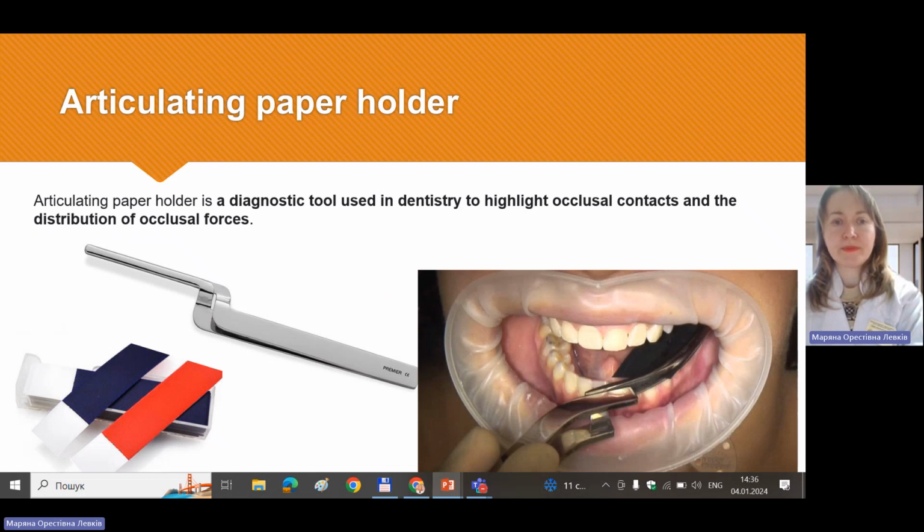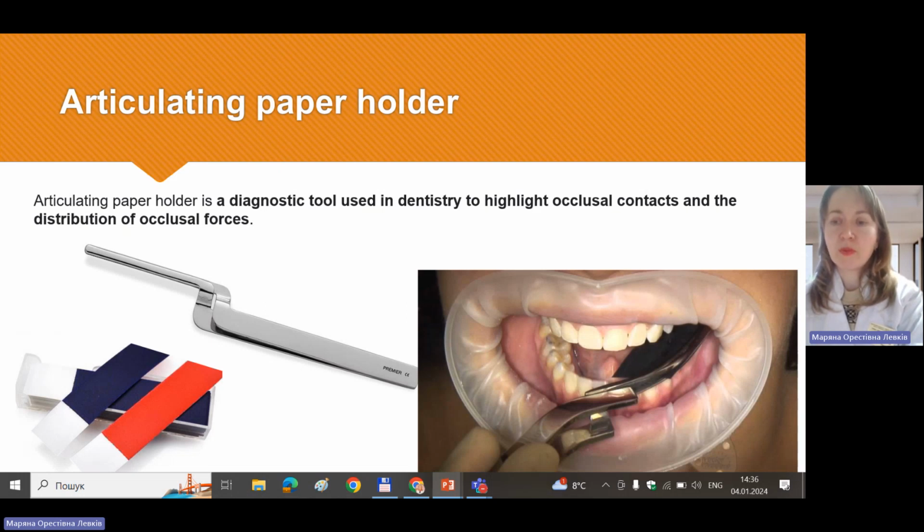Articulating paper holder is a diagnostic tool used in dentistry to highlight occlusal contacts and the distribution of occlusal forces. So articulating paper is fixed by this articulating paper holder and inserted into the oral cavity, and the patient is asked to close his teeth in such position that he can chew and masticate.